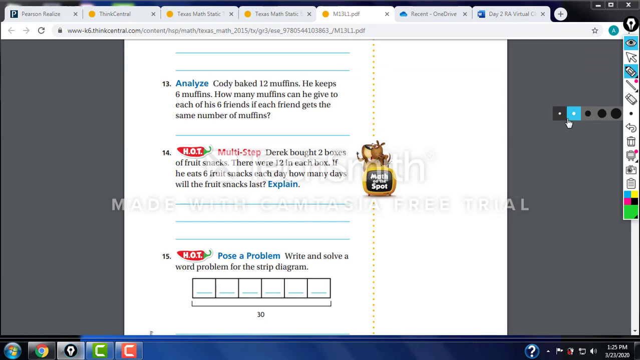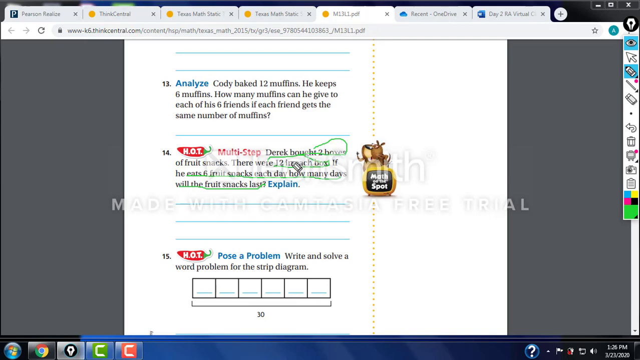Let me draw this a little bit smaller. So Derek bought 2 boxes of fruit snacks. Okay, he bought 2 boxes of fruit snacks. There are 12 in each box. If he eats 6 fruit snacks each day, how many days will the fruit snacks last? So how do we set that up?